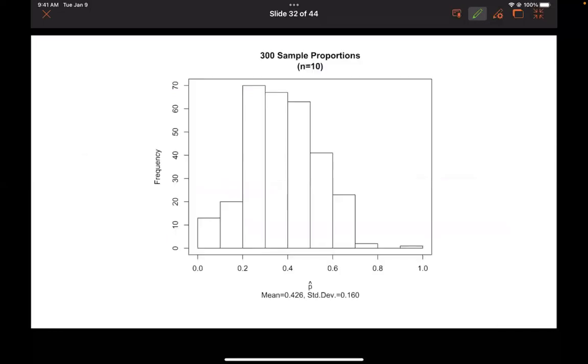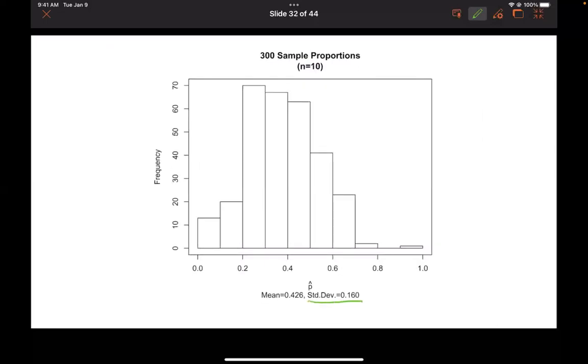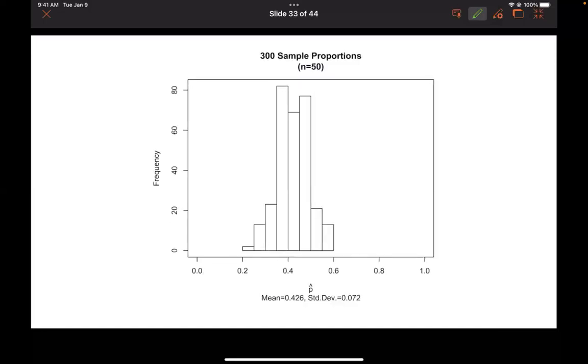So if I took a sample size of 10, see here, it's kind of skewed data. It looks like I have an outlier over here. It's not beautiful and symmetric, and it's not what we want to see. So look at a bigger sample size of 50. Take a look. Standard deviation was 0.160. My mean was 0.426. Got another sample here with sample size 50. Mean is still 0.426. My standard deviation is getting smaller. Notice how everything is compact right in the middle.